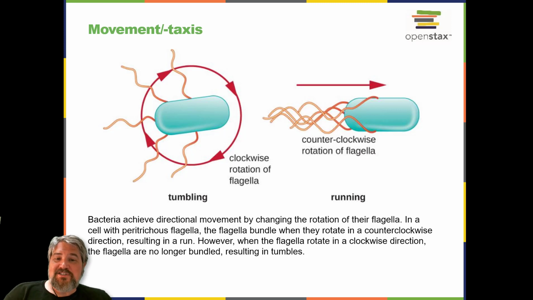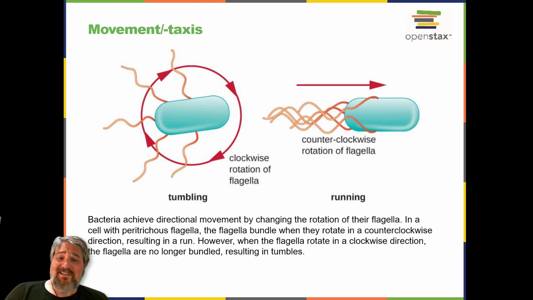When running, flagella rotate in a counterclockwise direction, allowing the bacterial cell to move forward. In a peritrichous bacterium, the flagella are all bundled together in a very streamlined way, allowing for efficient movement. When tumbling, flagella are splayed out while rotating in a clockwise direction, creating a looping motion and preventing meaningful forward movement by reorienting the cell toward the direction of the attractant.